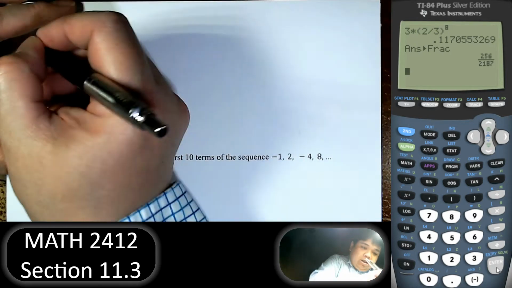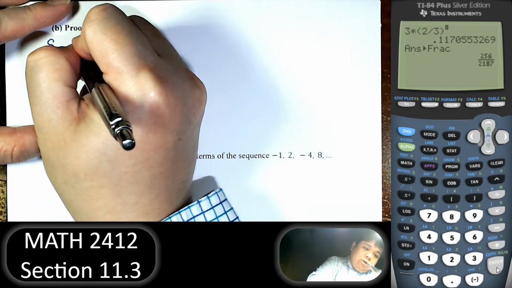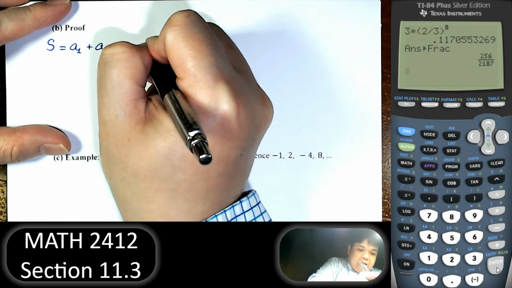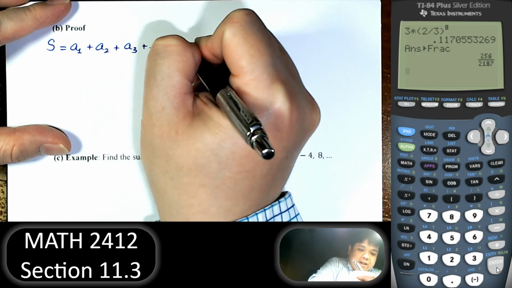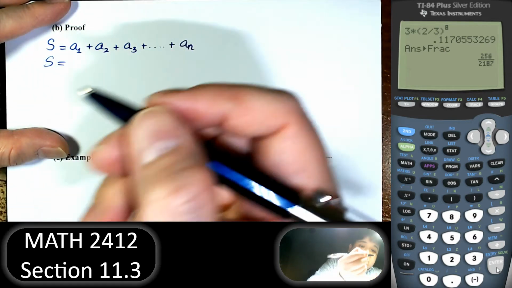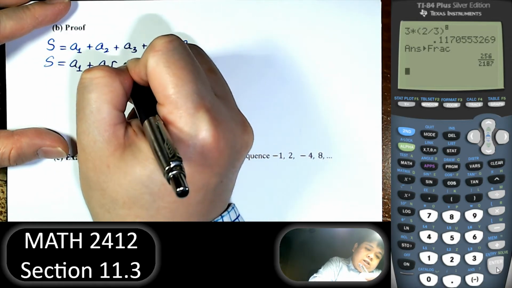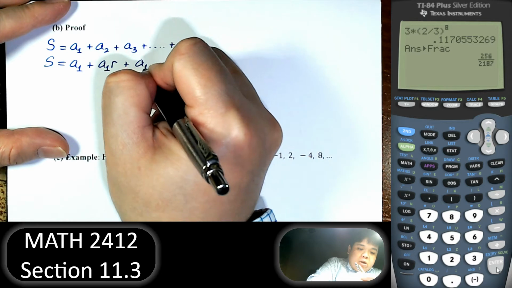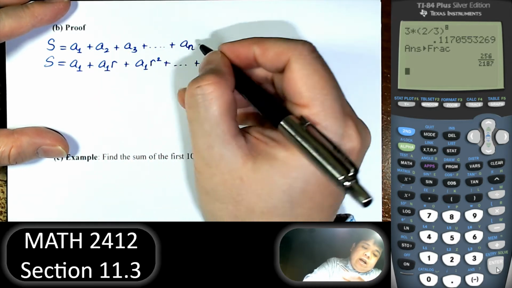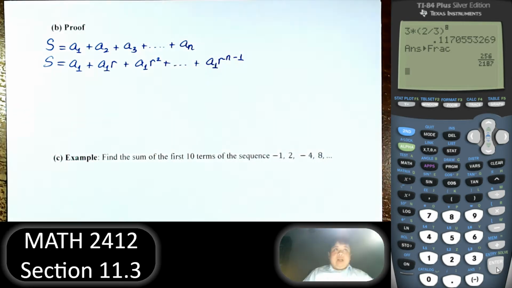So first we have the sum of the first n terms. We have a1 plus a2 plus a3, all the way to a sub n. Now, if it is a geometric sequence, it will be a1, a2 is going to be a1 times r, a3 is a1 times r squared, all the way to a sub n, which is a1 r to the n minus 1. So that's what we have.